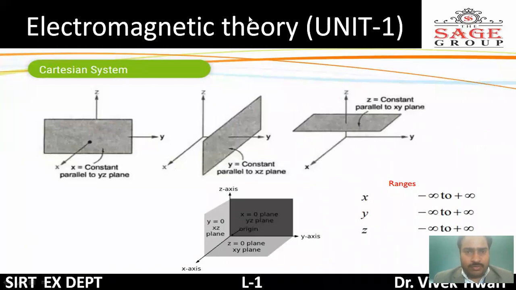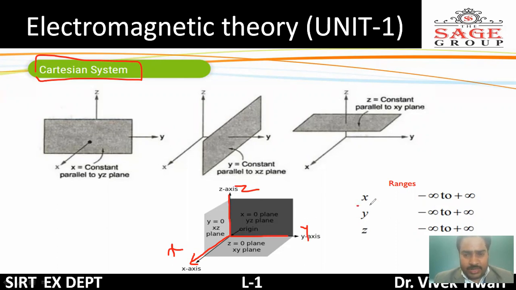First of all, we will try to learn the Cartesian system. It is also known as the rectangular system. For any coordinate system, first of all, we have to know how many variables are available in it. If we discuss the Cartesian coordinate system, we can see that it has three variables: x, y, and z.